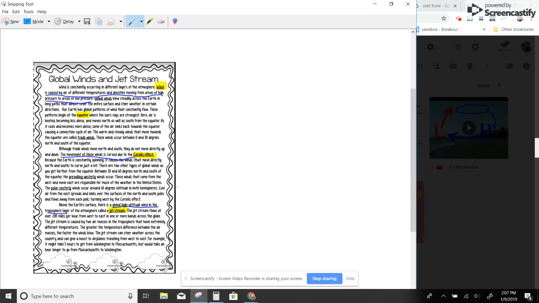Make sure this is glued into your spiral. Make sure you have these things underlined and highlighted, and then complete the next activity.